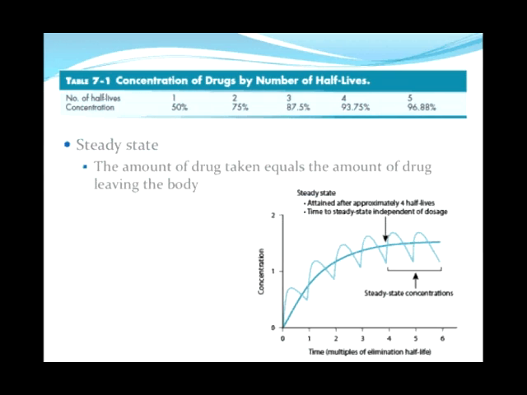And in the steady state, the amount of drug taken equals the amount of drug leaving the body, leaving it at a steady state level. The other thing that is worth discussing here is the graph, which shows the steady state of a drug that's reached after 4 to 5 half-lives of that drug, which you can see in the second arrow pointing to the steady state concentrations. The concept of steady state also applies to clinical practice.